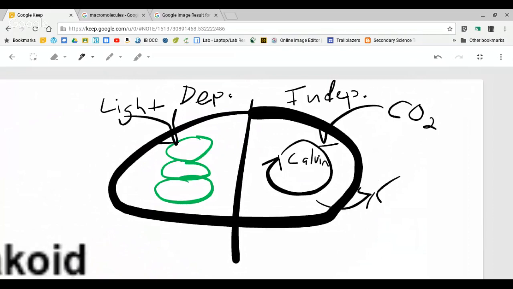This side makes glucose, and this side makes oxygen. That's basically everything you need to know. Know which side is which, know what goes in, what goes out. That's basically it.